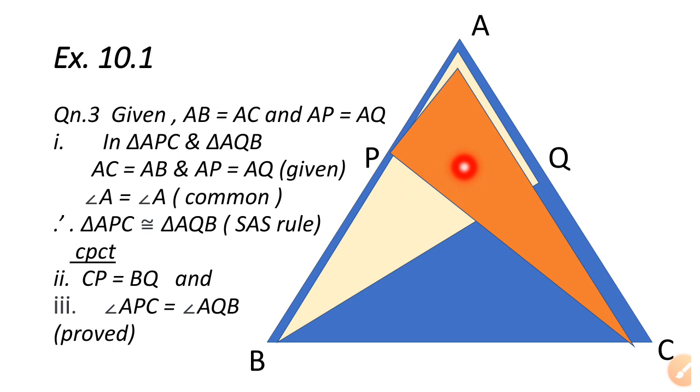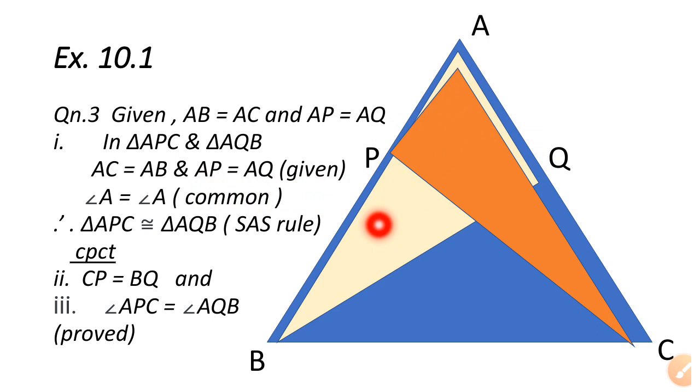So see the parts that are given equal. AC, that means this side of this orange colored triangle, is equal to AB, the side of this yellowish colored triangle. So AP is also equal to AQ. This AP of this triangle is equal to AQ of this triangle.